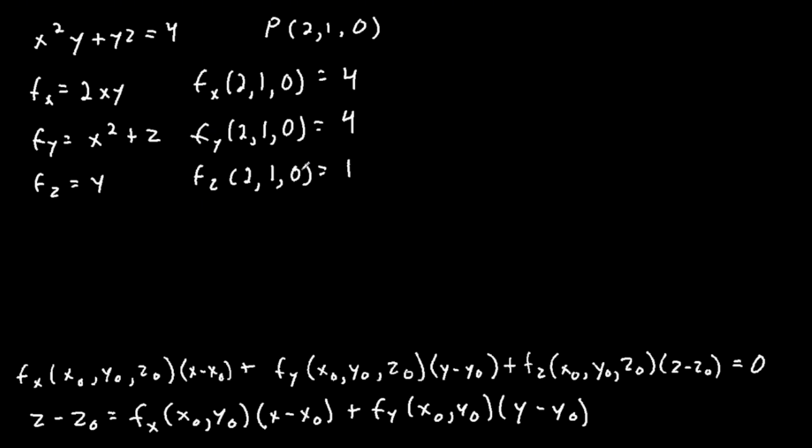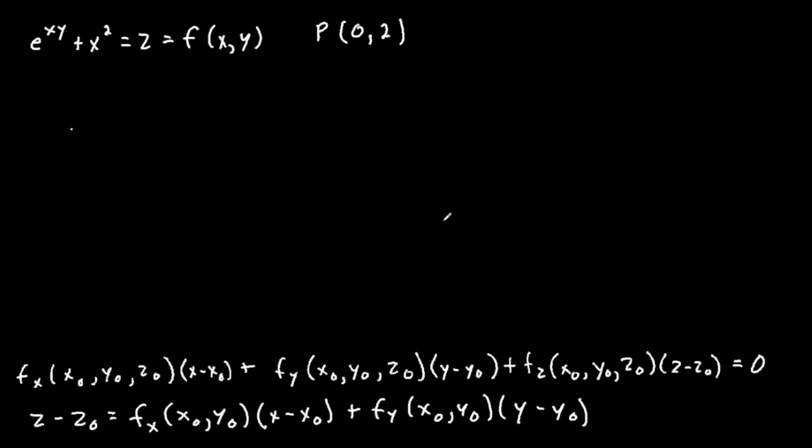So once we have these partials, all we have to do is plug them in. Our x partial at our null point is just 4. So we put in 4 times x minus x null, which is 2, plus the y partial, which is equal to 4, times y minus y null, which is 1, plus 1, which is our z partial here, times z minus z null, which is just 0. So it's just 1 times z, which is just z. And this is equal to 0.